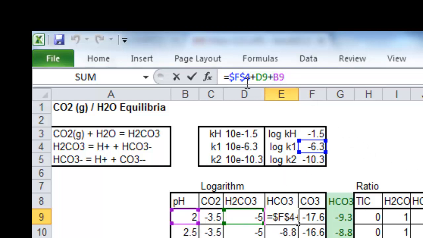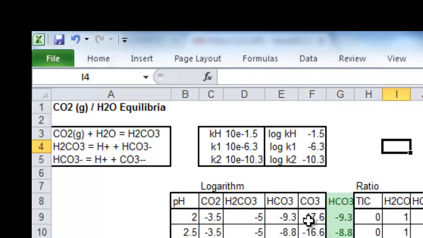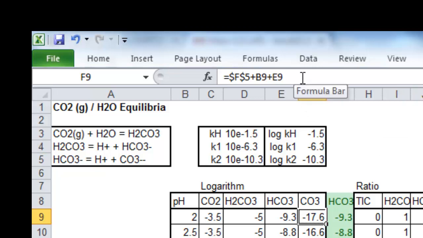Okay, so that's where that's come from. And if we move on to the carbonate, which is from the second dissociation, where the HCO3 minus dissociates to give another H plus plus the carbonate. The equilibrium constant for that is 10 to the minus 10.3, so a very small number.